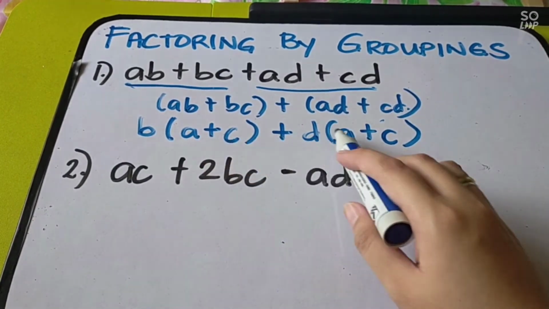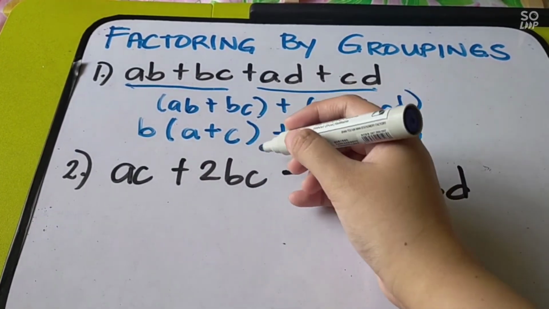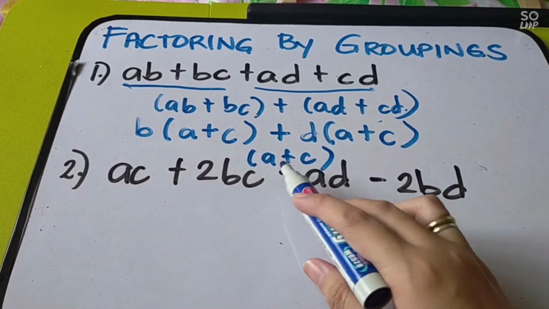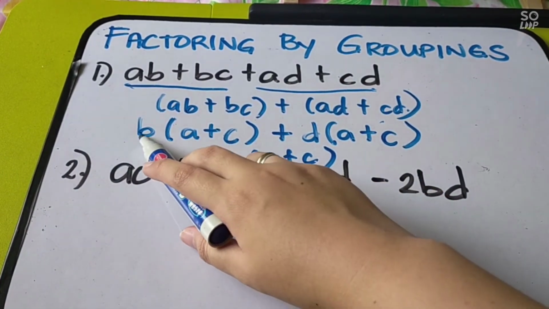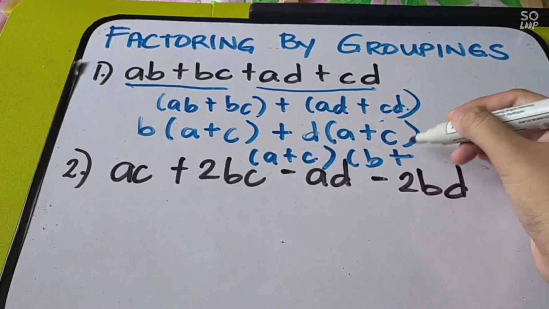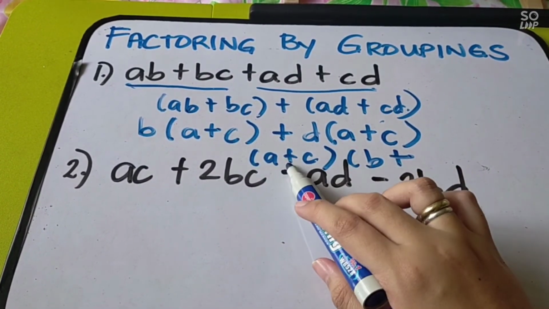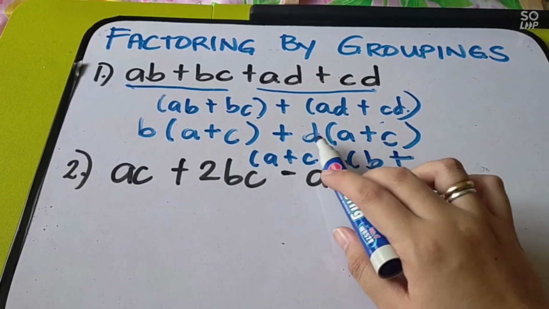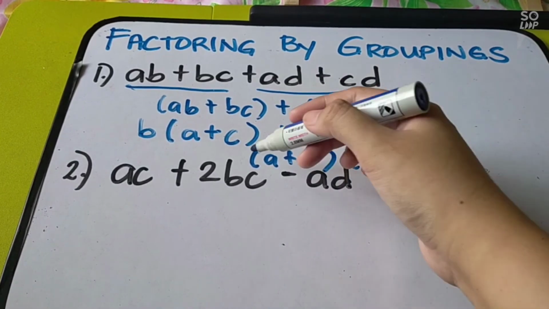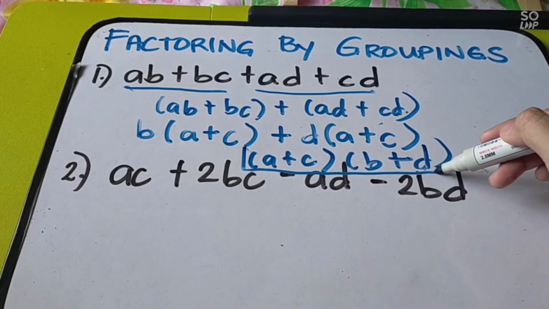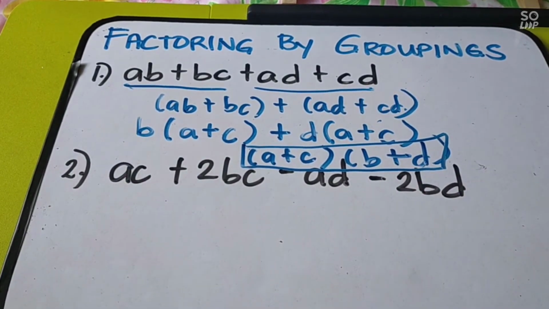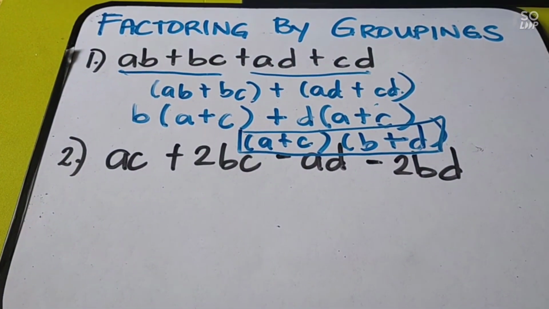Ngayon, mayroon ka nakitang common na magkamukha. Si A plus C at saka A plus C. So, ngayon, lalabas mo yan. So, we have A plus C. Pag si A plus C, dinivide mo dito, ang matitira ay si B. B plus. Si A plus C, dinivide mo dito, ang matitira ay si D. So, B plus D. So, the answer is this one: A plus C times B plus D. So, ganun lang kasimple pag groupings.